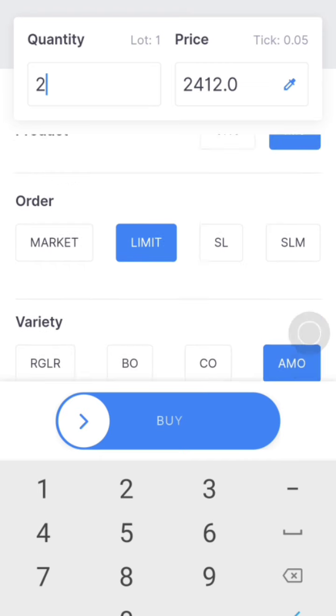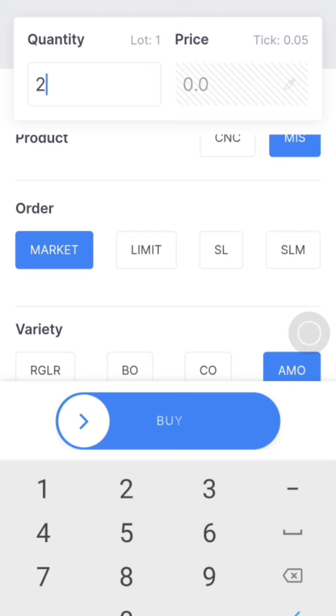market, limit, SL, SLM. What do you mean by these orders? Market means, when I put market, in the price you can see 0.0. It means my share will get executed and I will buy the share at the market price. Whatever the market price at that time, it will buy at that time. Example, now the price is 2410 rupees. So when I click buy, if the market price is 2409 rupees, it will get executed at the same price. That's why it's called market.